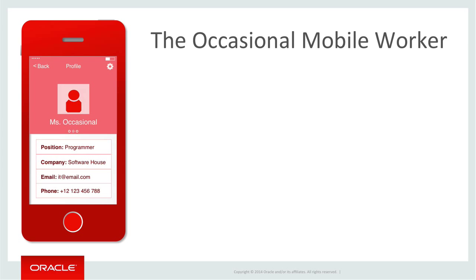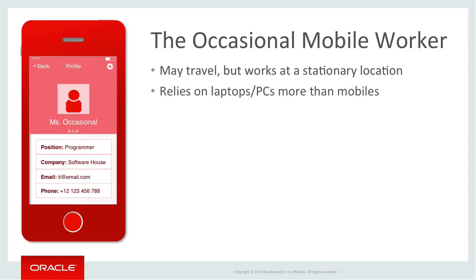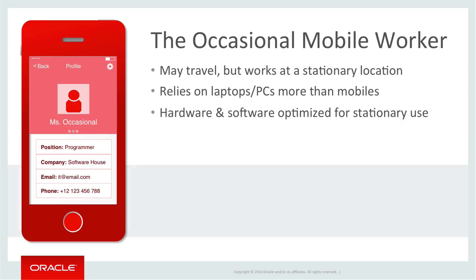Another type of mobile user, or not as the case might be, is the occasional mobile worker. While this worker may travel between work locations, the majority of their work is done at a stationary location, such as a desk. Their work, for the main part, relies on laptops or desktops where the hardware and software is optimized for stationary use at a desk.